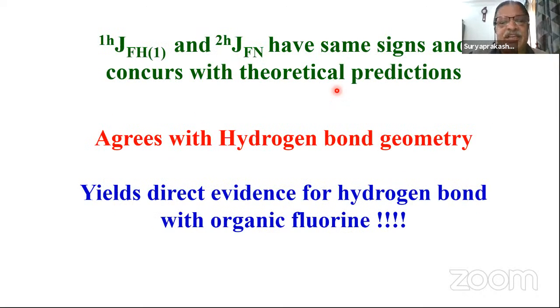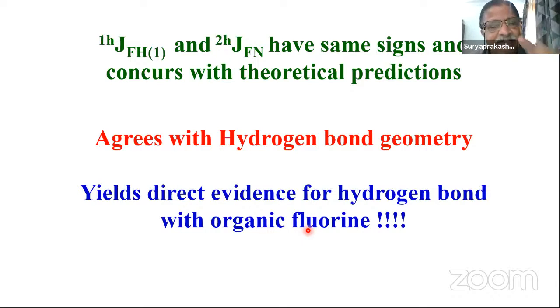Now using that logic, I interchange the spectrum, interpret the double quantum spectrum as zero quantum and vice versa, and get the sign of the coupling. Perfect, everything agreed, and the calculation agrees with our theoretical prediction and agrees with the hydrogen bond geometry. And my experiment confirms there is evidence for the hydrogen bond with organic fluorine.